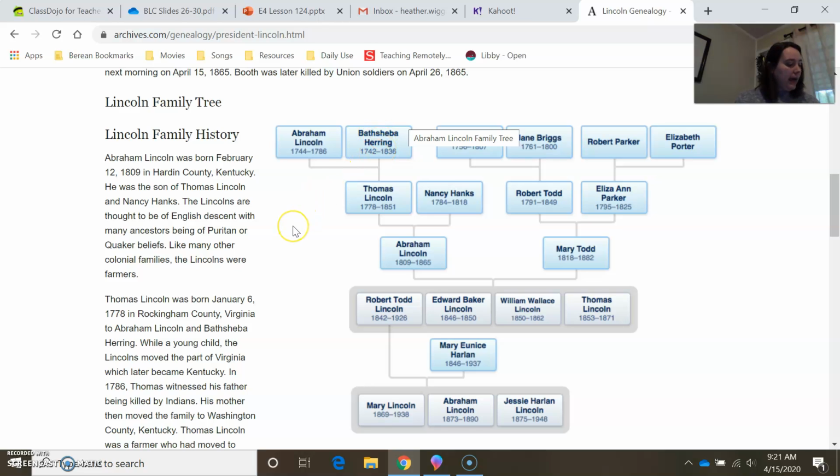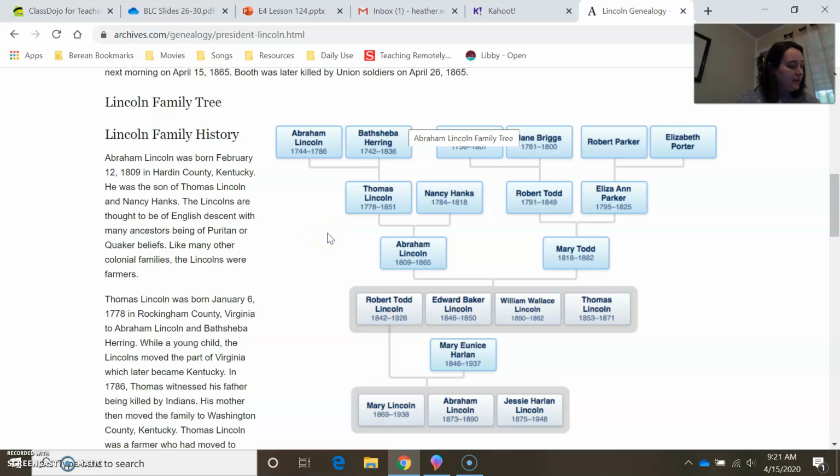Number 6. How many years did Lincoln's grandmother live after the death of her husband? Okay, her husband died in 1786, but she lived until 1836. So we're going to do a little bit of subtraction. Well, 6 minus 6 would be 0. And then we're going to have to borrow. So we've got 13 minus 8. 13 minus 8 is going to be 5. So she lived for 50 more years.